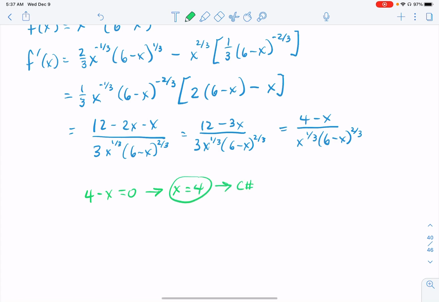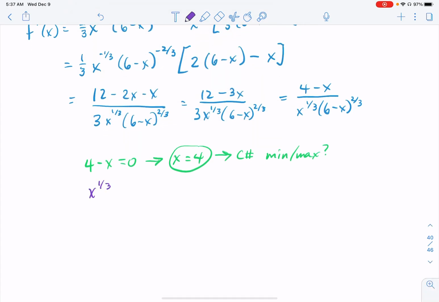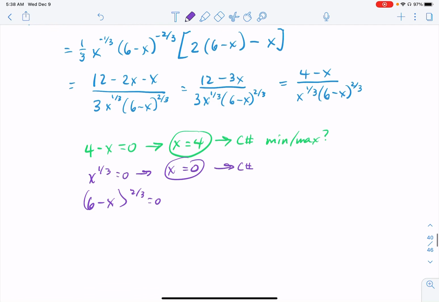What could possibly happen here? We could have a min or a max. Now we also have stuff from the bottom. Maybe this one gets purple. So I have x to the 1/3 equaling 0, so of course x is equal to 0. Another critical number. And then I also have 6 minus x to the 2/3 equaling 0. We'll raise both sides to the 3/2 power to make 6 minus x equals 0. Add the x over, and we'd have x is equal to 6, another critical number.